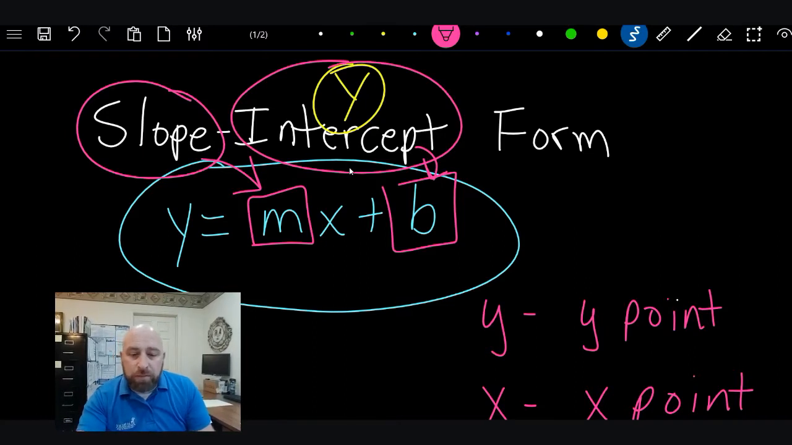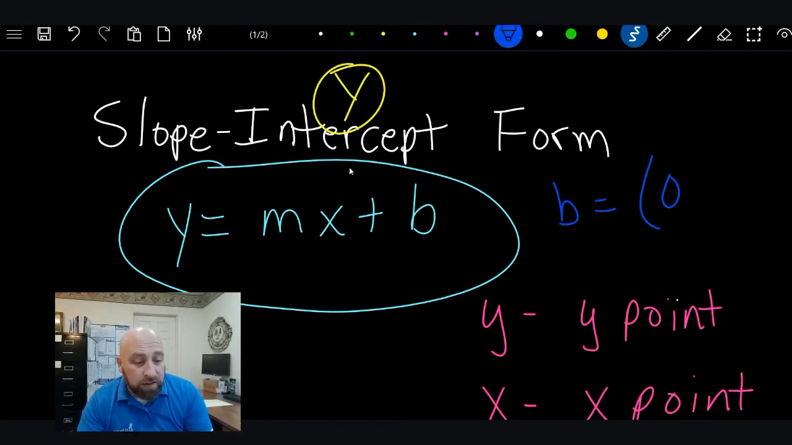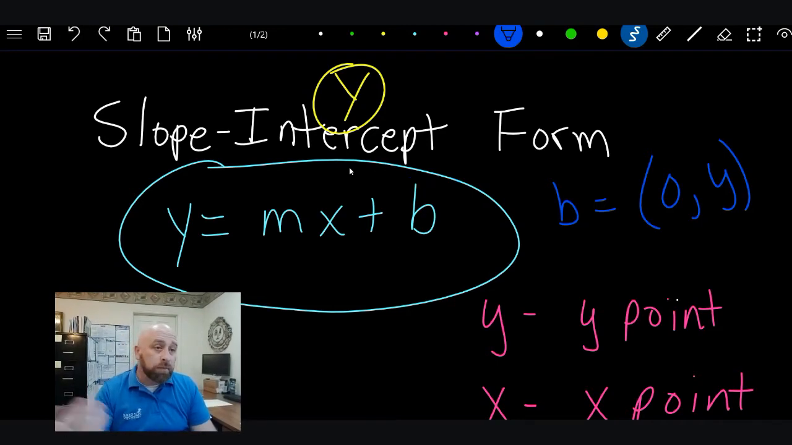So what does the b look like? All right, so here's what the b should look like. The b is going to equal coordinate point 0, comma, y, whatever the y point is. Okay. Now, not necessarily this y point, but the y point that coordinates with the slope in the slope-intercept form, or the y-intercept. So you'll see what I mean in just a second.